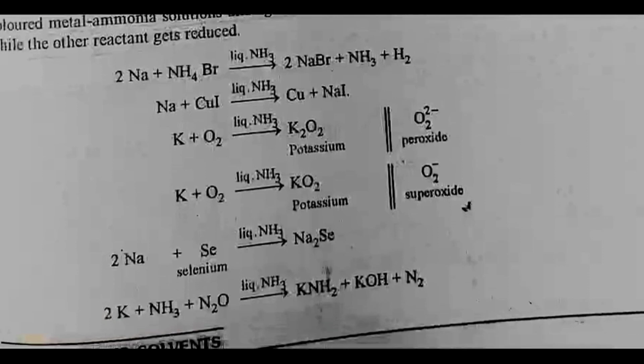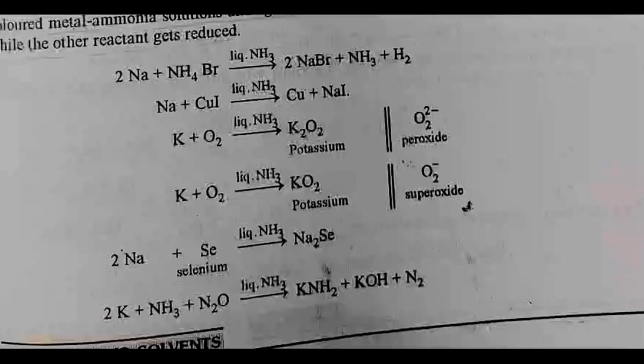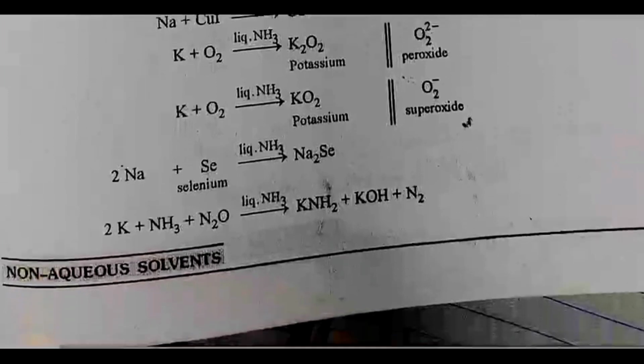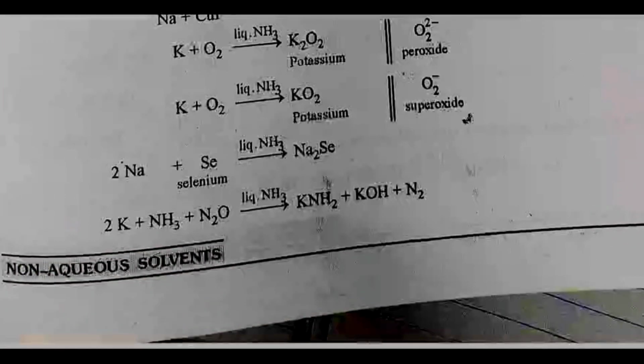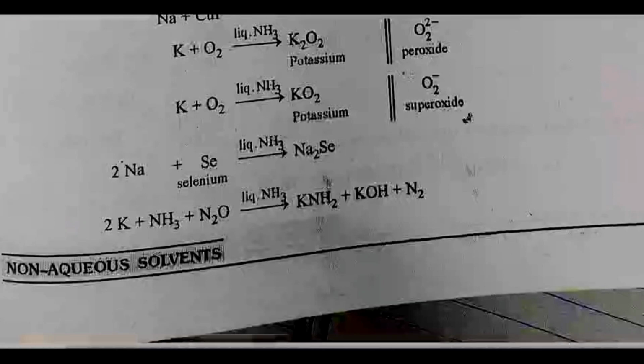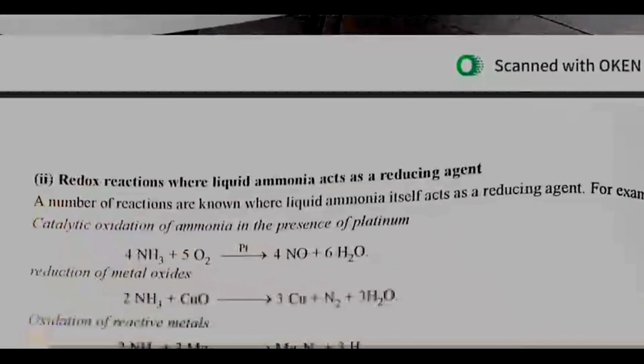2Na plus NH4Br in presence of liquid ammonia is equal to 2NaBr plus NH3 plus H2. Na plus CuI in presence of liquid ammonia is equal to Cu plus NaI. K plus O2 in presence of liquid ammonia is equal to K2O2. K plus O2 in liquid ammonia is equal to KO2. 2Na plus S in liquid ammonia is equal to Na2S. 2K plus NH3 plus N2O in liquid ammonia is equal to KNH2 plus KOH plus N2.